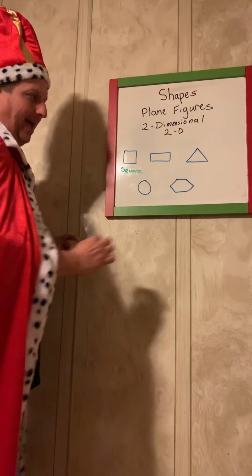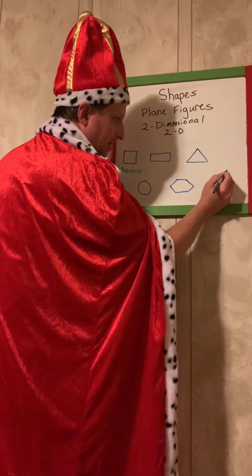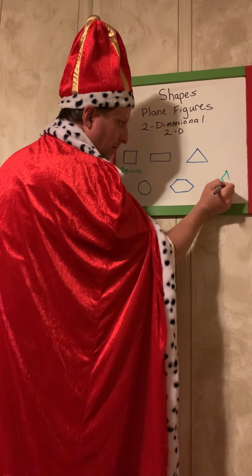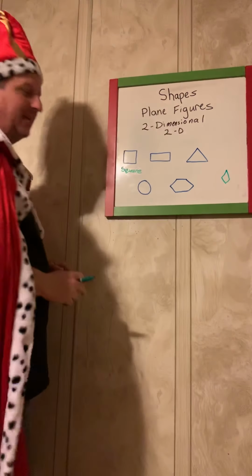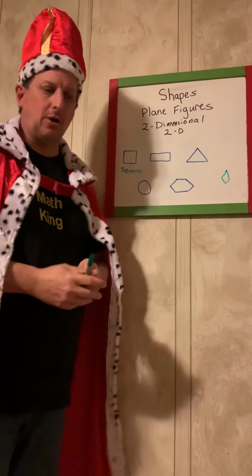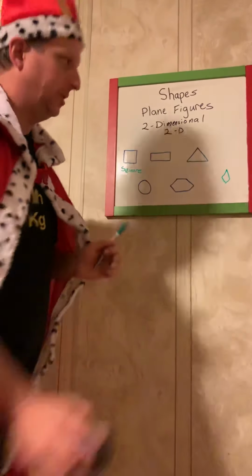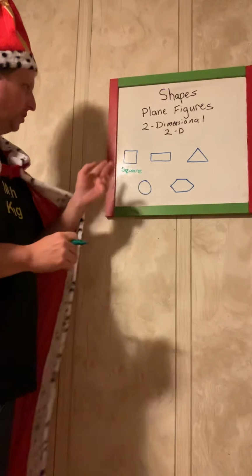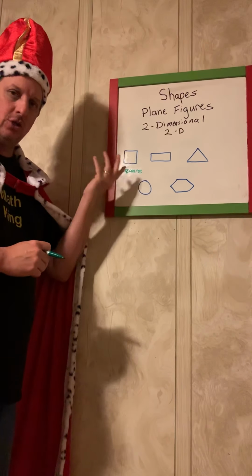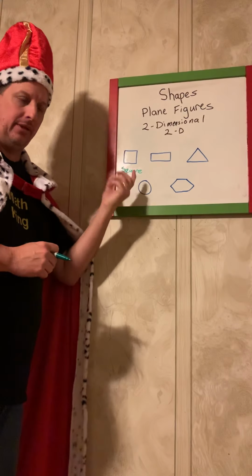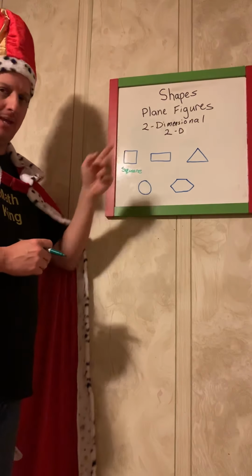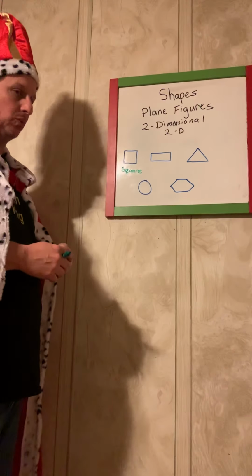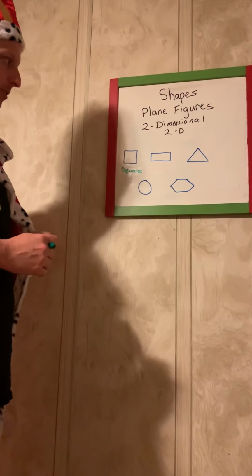I can't have something that looks like this. Even though all 4 sides may be the same, the corners are not square. So that would not be a square shape. So the square has 4 sides, all the same length, and all of the corners make square corners, or right angles, as we're going to call them and learn about in the future.